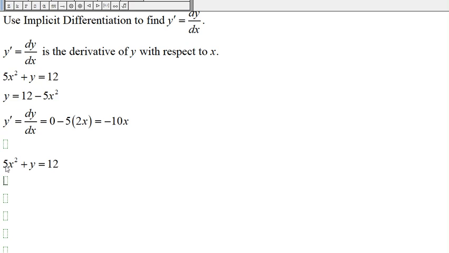Here, this term has x only. It doesn't have a y in there. So we just do the regular derivative. The derivative is 5 times the derivative of x squared, which is 2x. And then on this side, the constant 12, the usual derivative of the constant is 0.